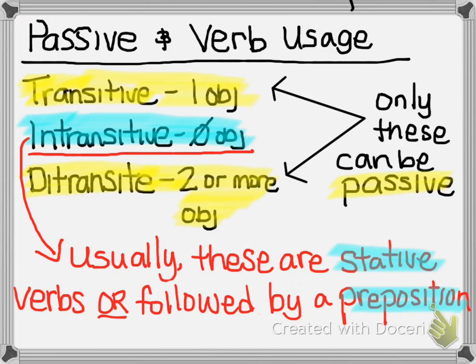So passive and verb usage: only transitive and ditransitive verbs can be used. Transitives take one object and ditransitive takes 2 or more. If it helps you to remember, di means 2 and in means none. So the intransitive can't be used for passive because in order to use passive, you have to have an object. Intransitive has no object, so we can't use it for passive. And usually, an intransitive verb is going to be stative or it's going to be followed by a preposition.